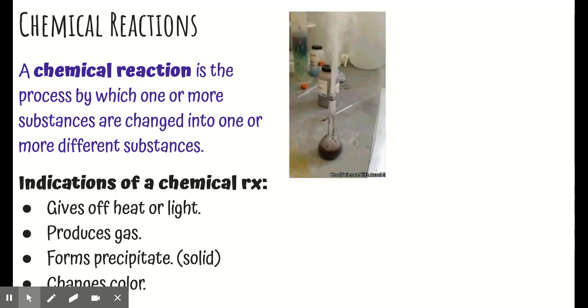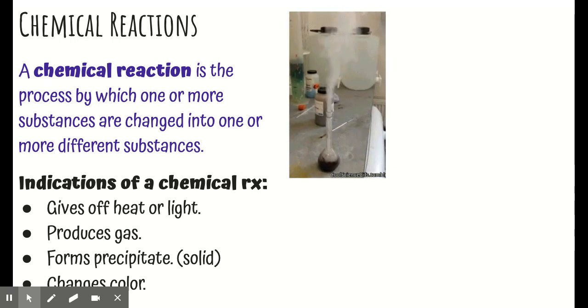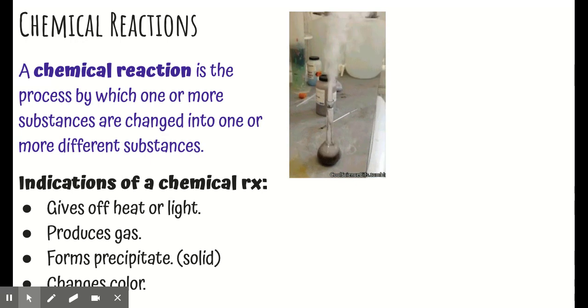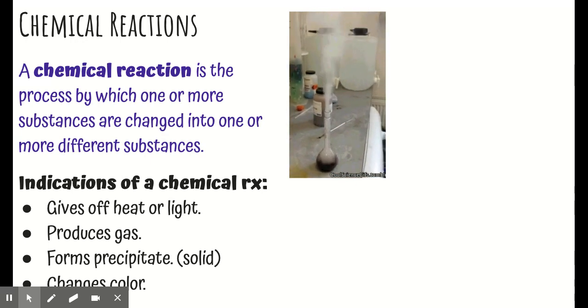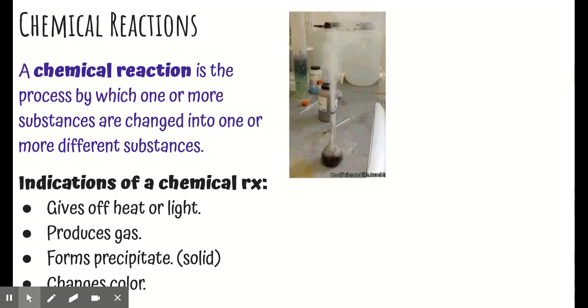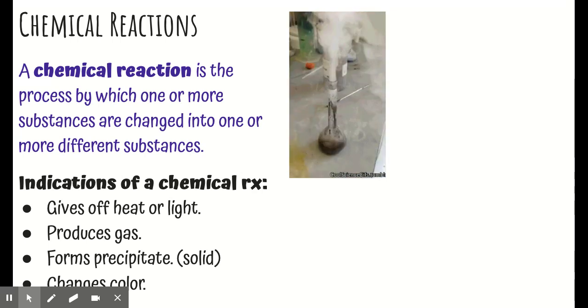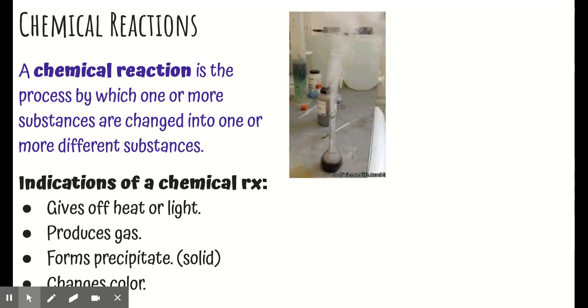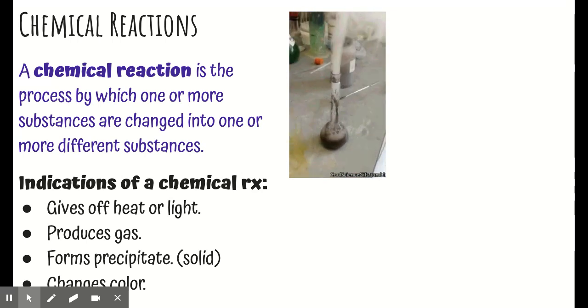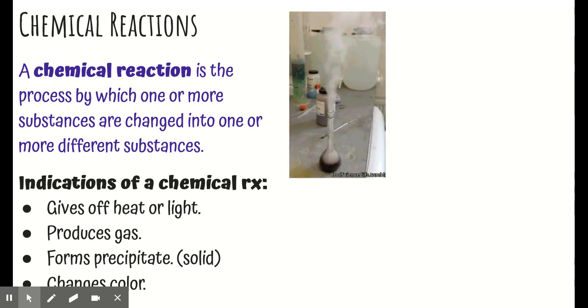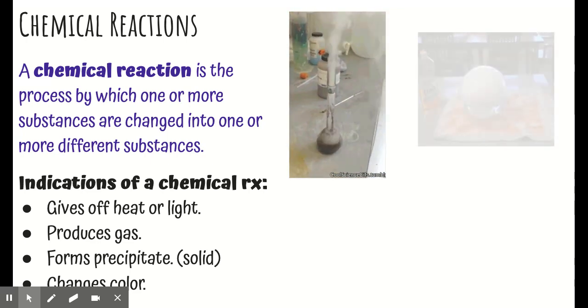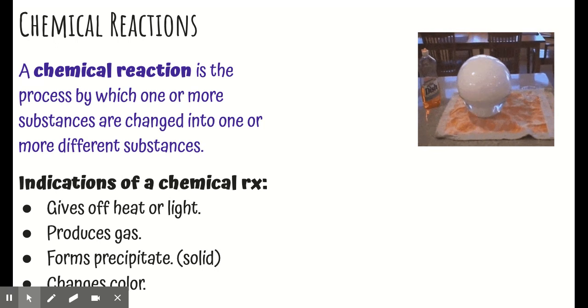So the first one here is going to be giving off heat or light. So this one's obviously giving off heat. That's steam that you see coming out of there. So this one was a solid and a liquid that were mixed together, and it produced quite a bit amount of heat, and they were previously room temperature. The next one would be producing a gas.